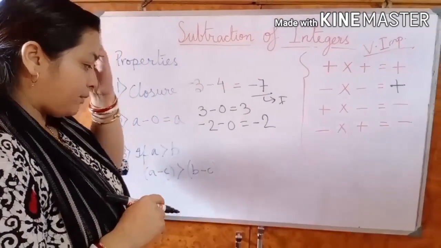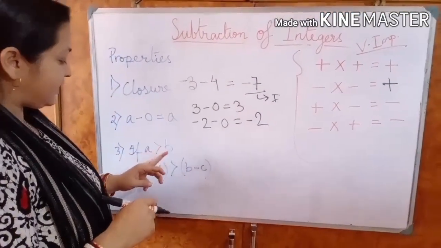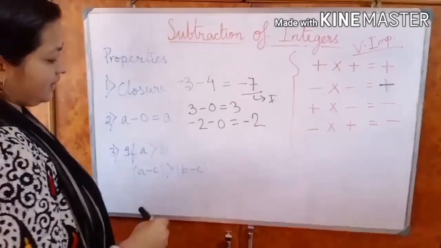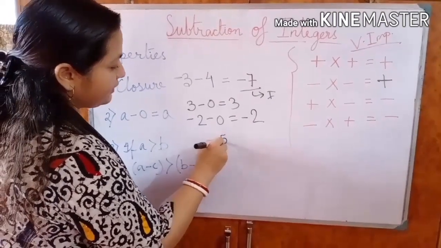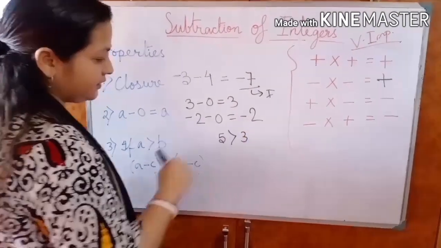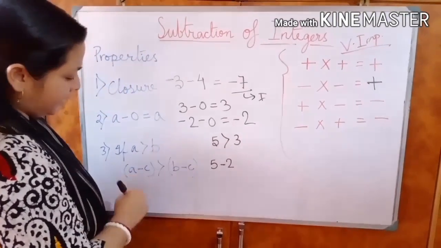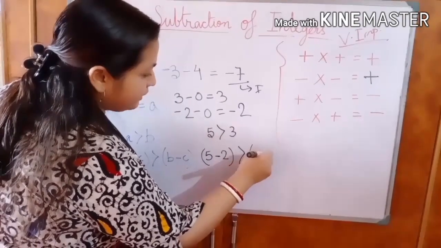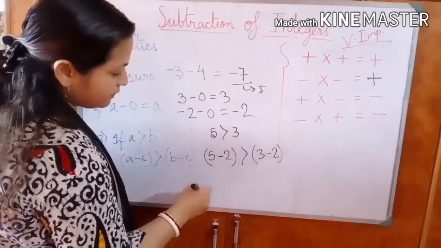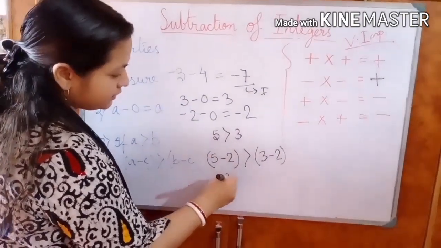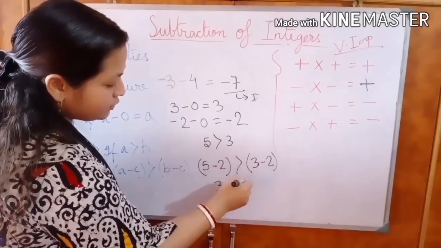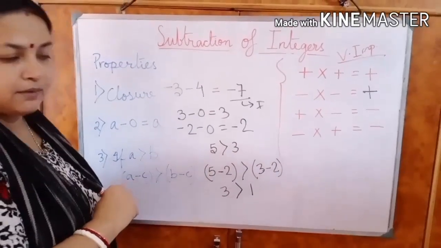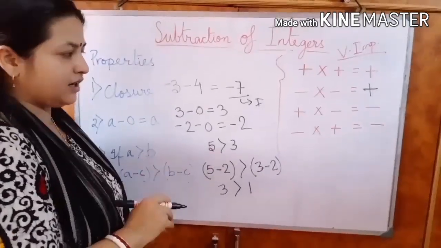And the third property is, if a is greater than b, a minus c is greater than b minus c. Let's take an example. Let's say 5 is greater than 3. According to this property, 5 minus 2 should be greater than 3 minus 2. Let's see whether this happens or not. 5 minus 2 is 3. And what is 3 minus 2? It is 1. So, of course, a minus c is greater than b minus c. So, this is our third property.